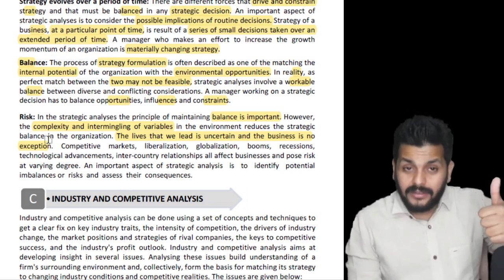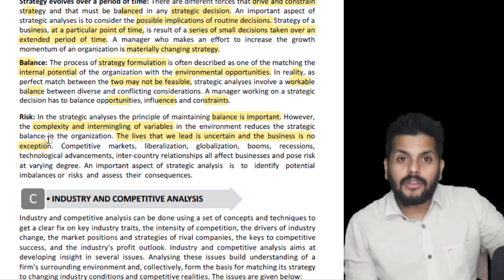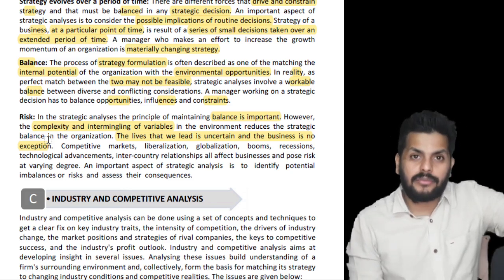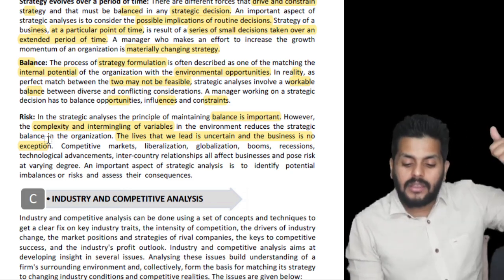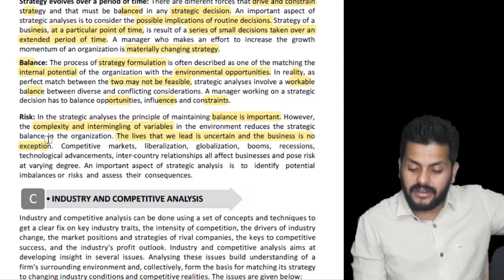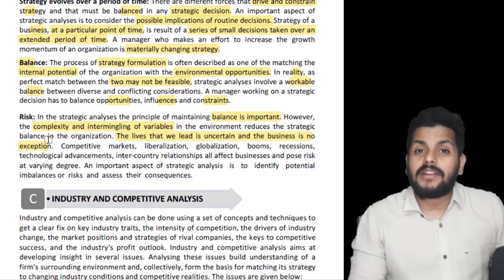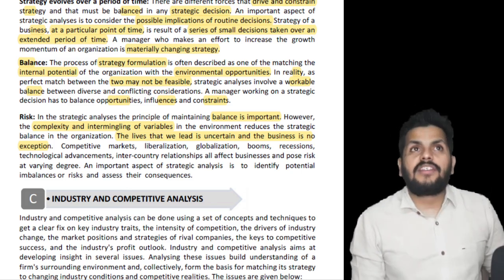Competitive markets, liberalization, globalization, boom. You know what is a boom? Boom is an uptrend in the market. Recession is a downtrend in the market where growth rate falls down. Okay, so competitive markets, liberalization, globalization, boom, recession, technological advancements, that means where technology changes, inter-country relationship.